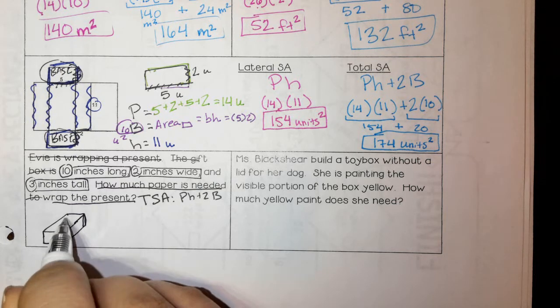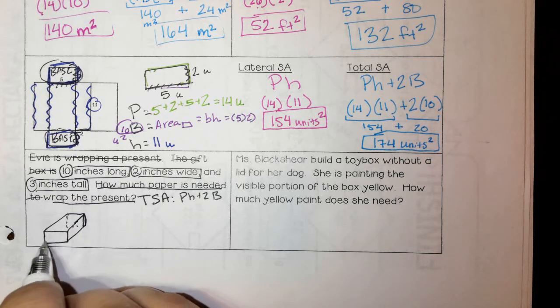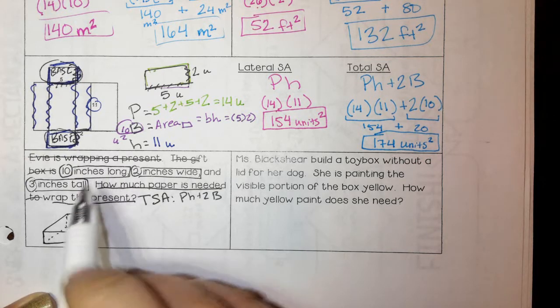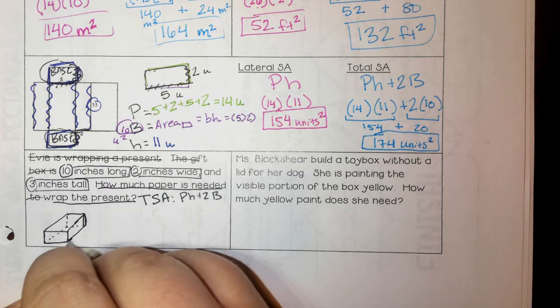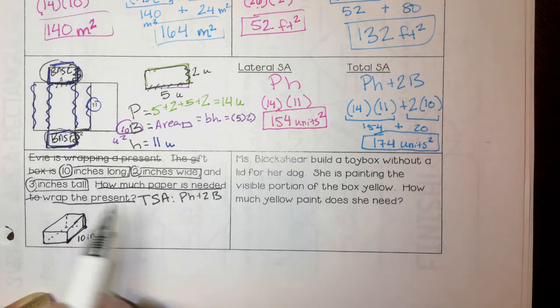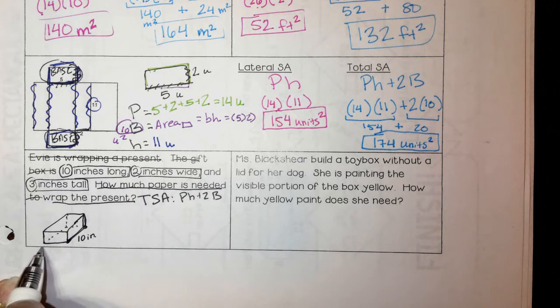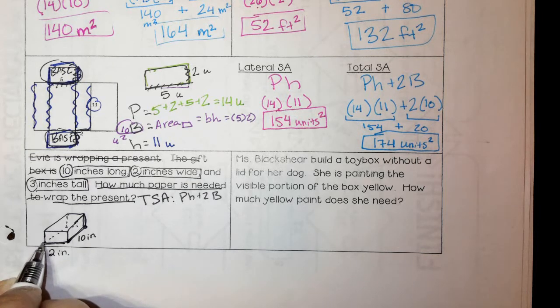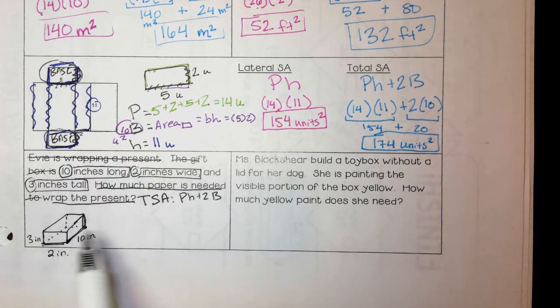Looks maybe kind of like this. Okay, so it's 10 inches long. So maybe from here to here is 10 inches. It's 2 inches wide, so from here to here is 2 inches. And then it's 3 inches tall, so from the bottom to the top will be 3 inches. And we want to know how much paper is needed to wrap this entire present.